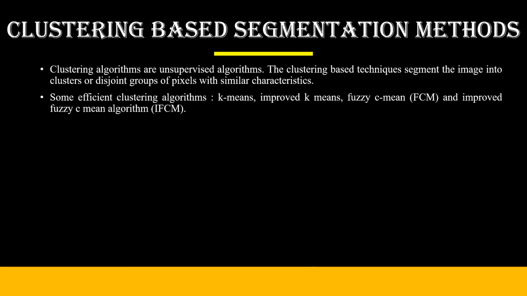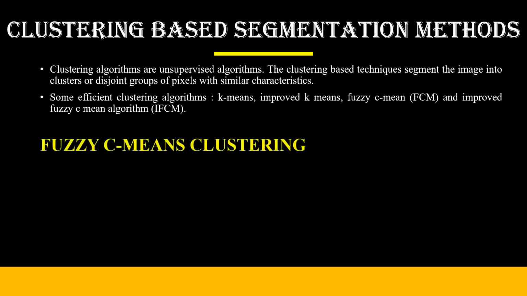Now, coming to the next, that is the clustering based segmentation, in which we segment the images into certain clusters. We cluster them on the basis of groups of pixels which have similar characteristics. Some efficient algorithms are k-means, c-means, etc. And we'll be discussing fuzzy c-means clustering.